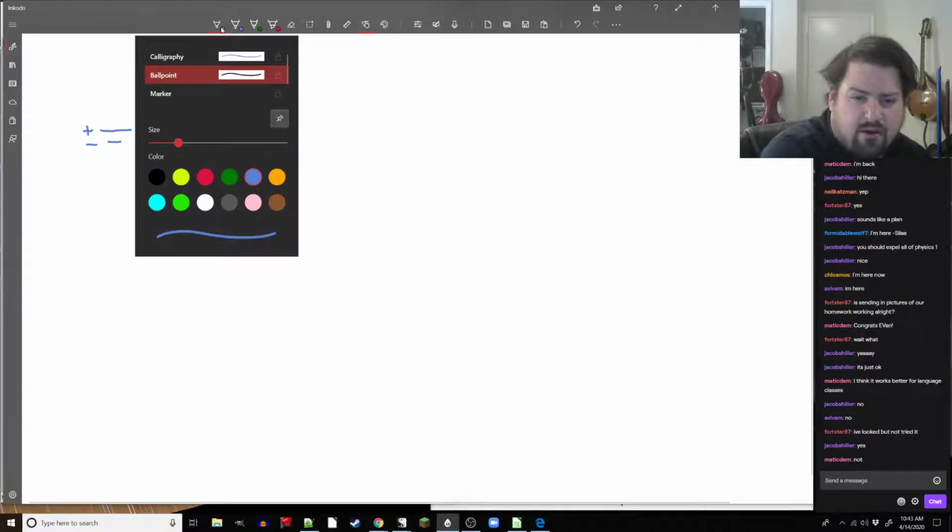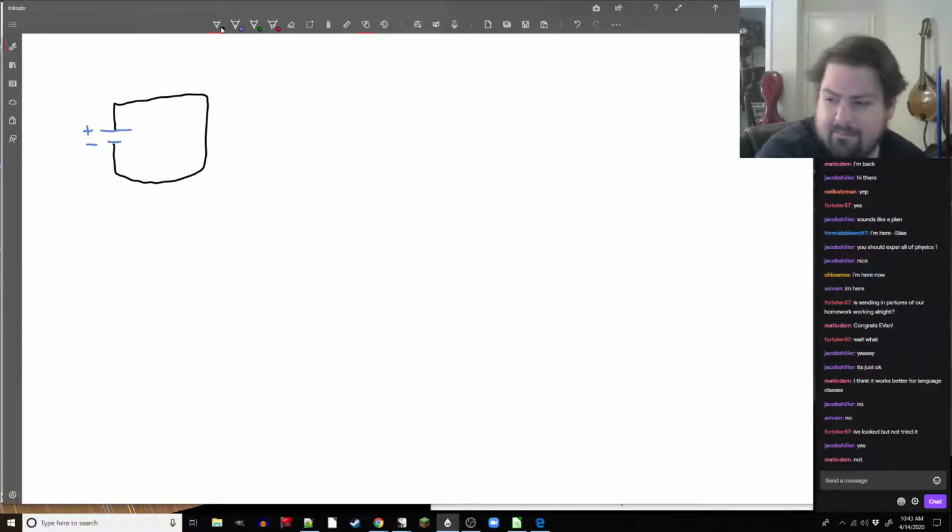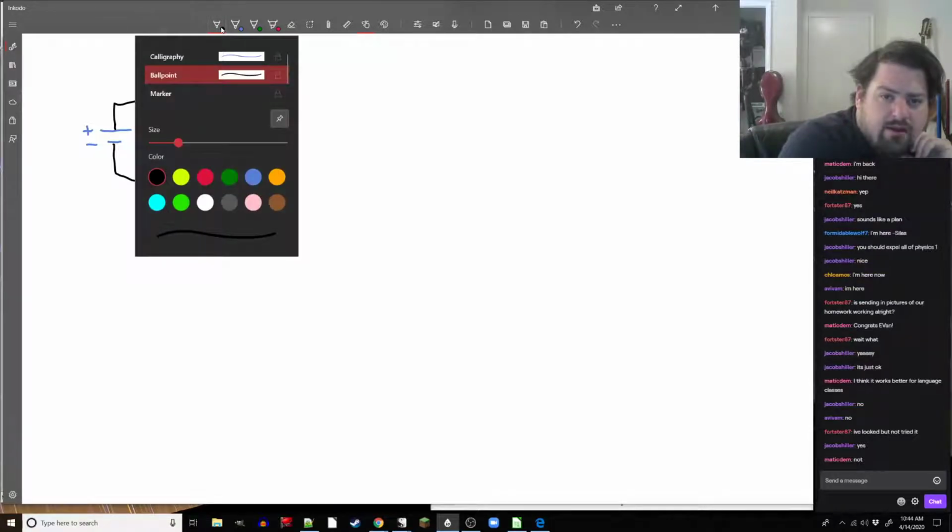I will draw the circuit in black. So then you draw the wire, and I typically like to draw my circuits, goodness, that's some terrible drawing there, like this, sort of in a loop. And along this loop, there'll be various circuit elements. We'll get to them.